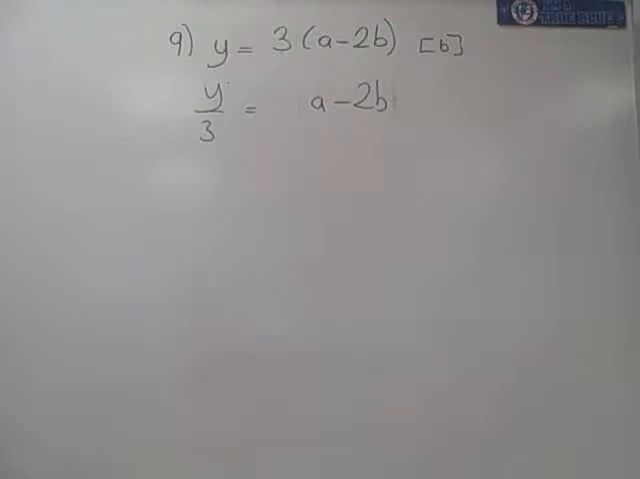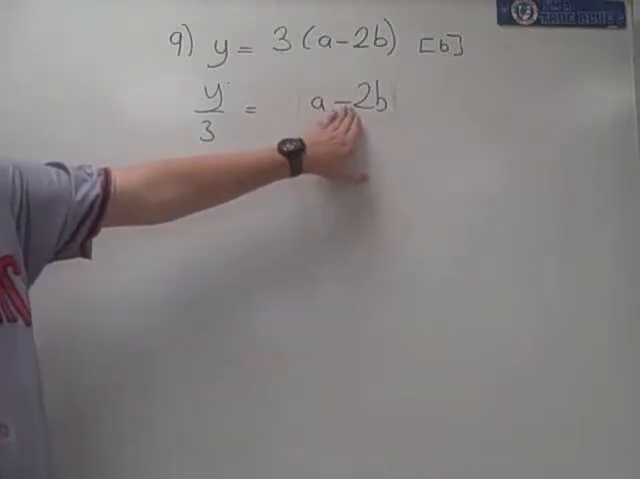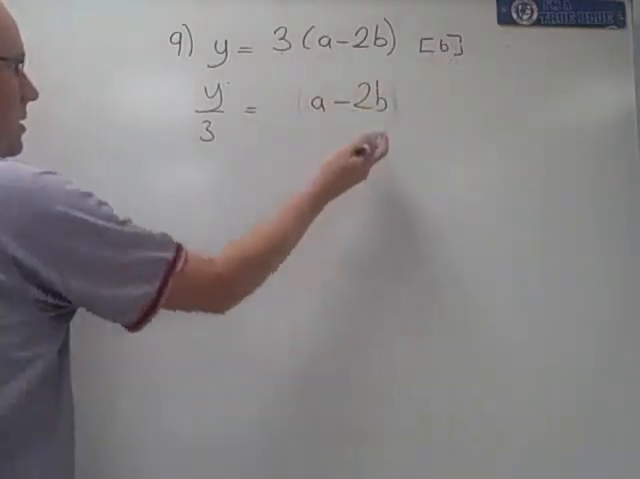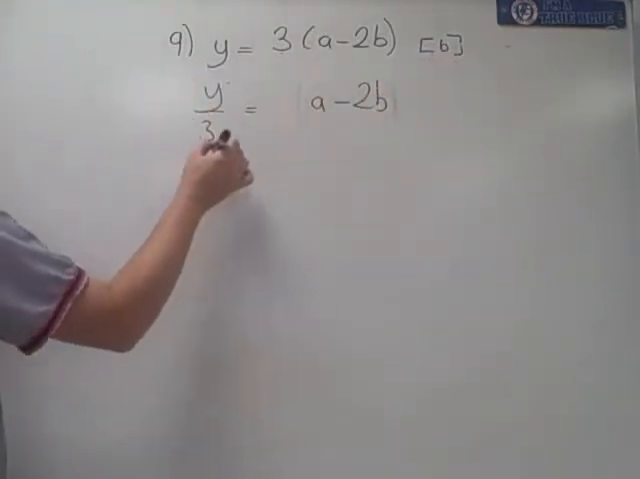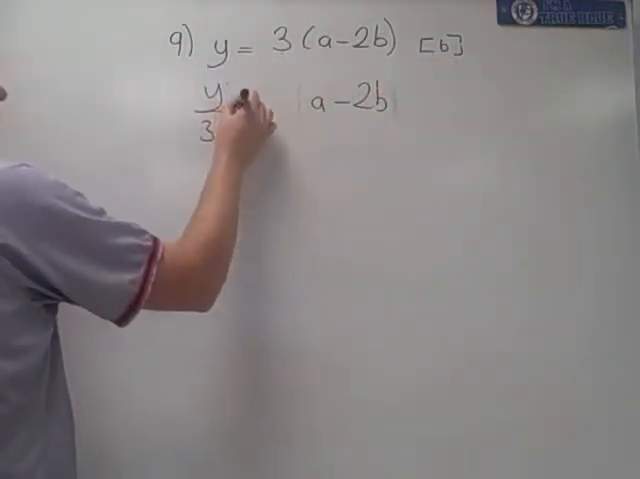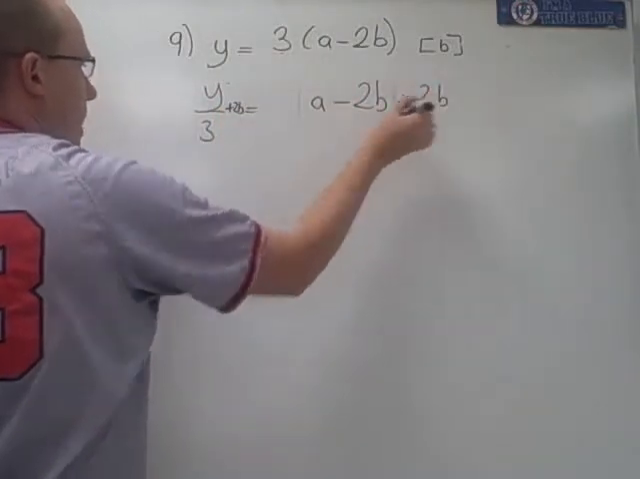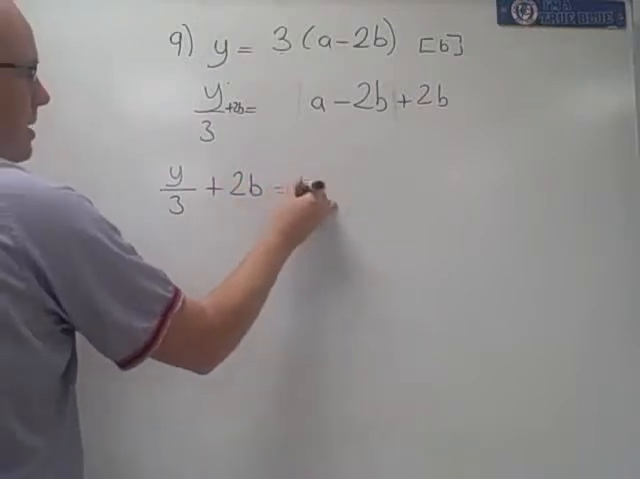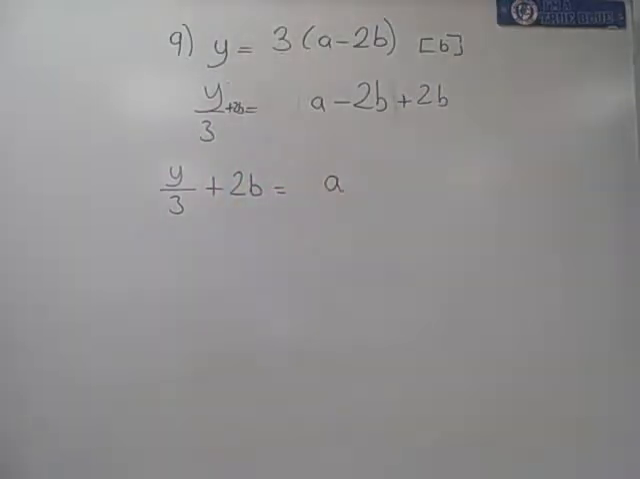Now if I'm trying to solve for B, one of the problems with this is I've got a negative 2b here. So whenever we have this negative, and that's the variable we're trying to solve for, I always like to bring it to the other side by adding 2b to both sides. So add 2b, add 2b, so y over 3 plus 2b equals a.